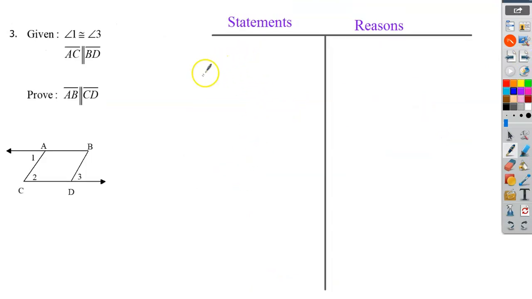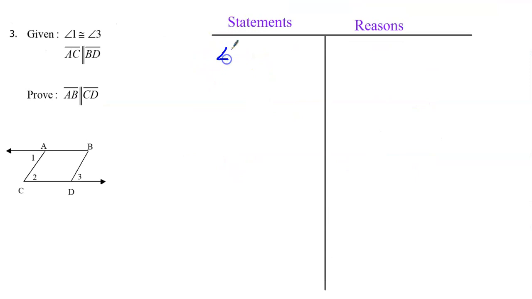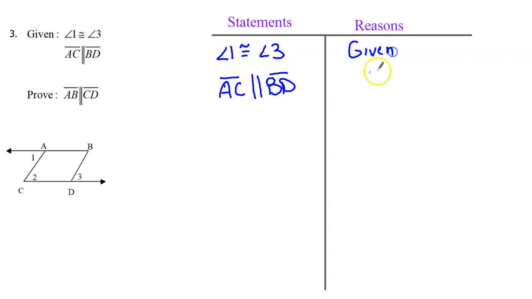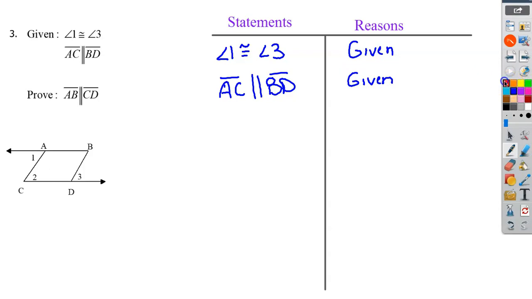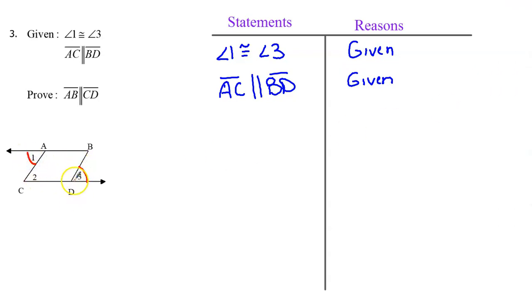Let's move on to number 3. Number 3, again, I'm just going to write down my givens. Angle 1 is congruent to angle 3, and we're told that line AC is parallel to line BD. So those are givens. Now I'm just going to kind of mark my picture a bit so I can see. Angle 1 and angle 3 are congruent, and line AC, this one, is parallel to line BD, this one.